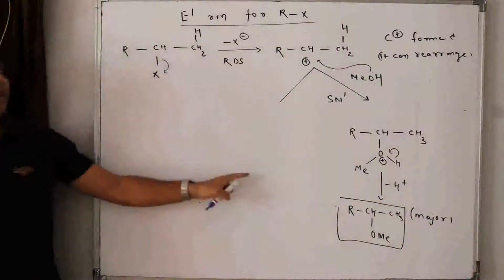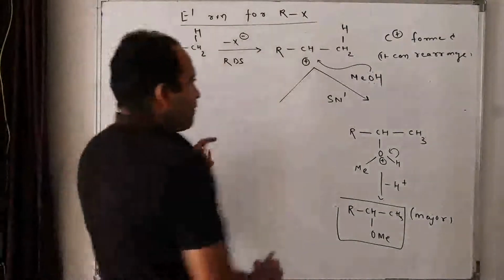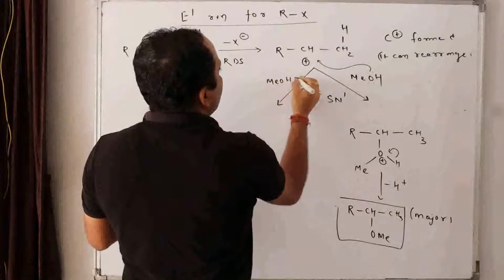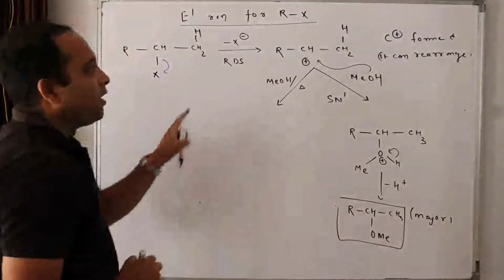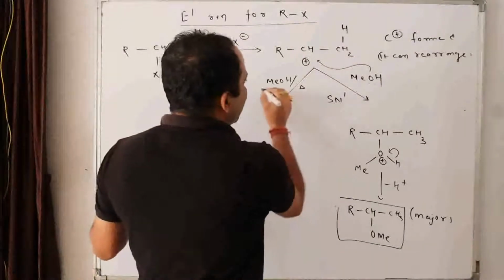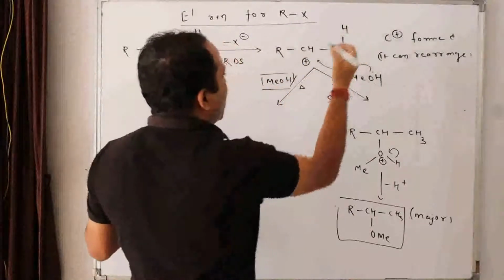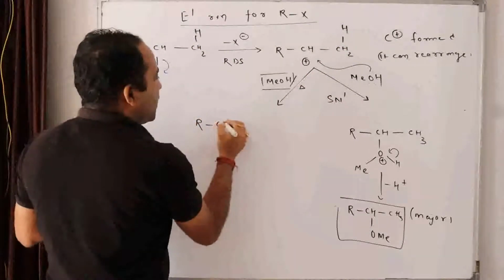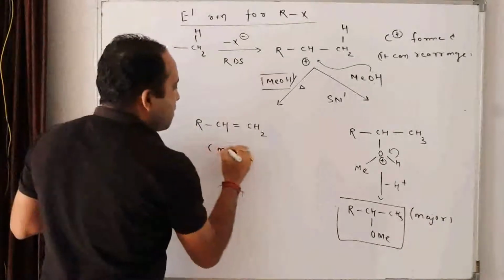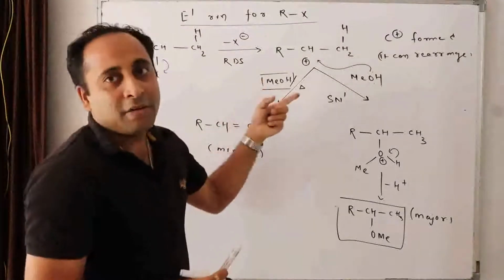So, sir, what about the elimination? Sir, we are discussing elimination. What about the elimination product? Now, look here. If I take methanol and heat, you know elimination occurs at a bit higher temperature. So, what will happen? Here, methanol, which is also acting as a base, can remove this. And what can it form? RCH double bond CH2. This is also formed, but this is the minor product, and the potential energy diagram goes like that of the SN1 reaction.